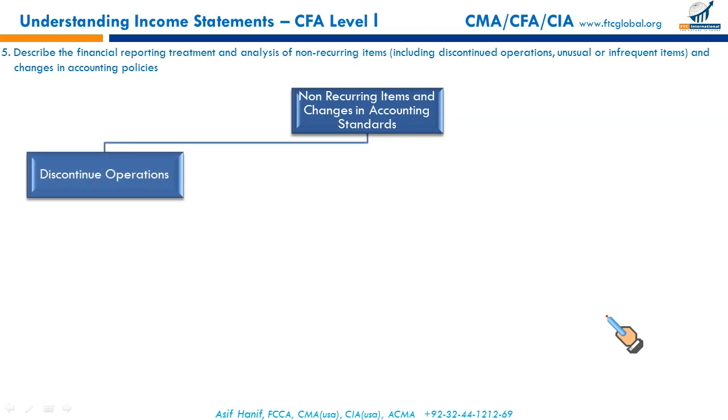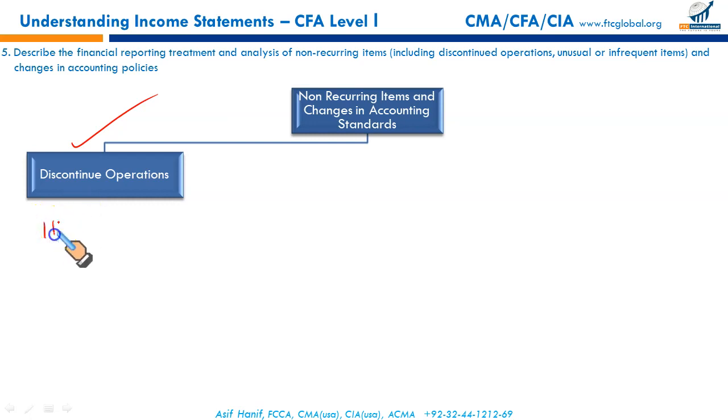First, discontinued operations. Certain segments during the period might have been separated from the business and sold off. It is called discontinued operation. It has to be reported separately under the FASB and IASB. Discontinued operations are segments or operations that have been discontinued and sold off during the period. How is it accounted for?